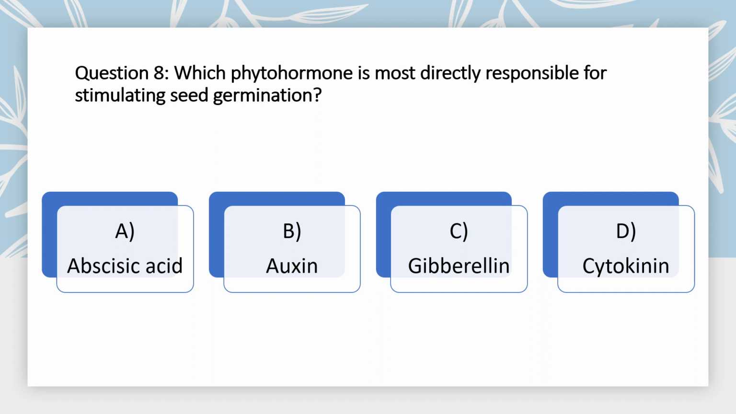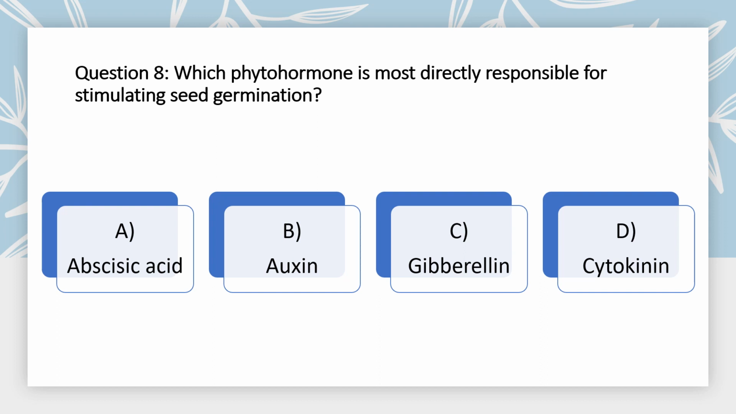Gibberellins are a large family of plant hormones that play a crucial role in promoting seed germination, stem elongation, flowering, and fruit development. It breaks the dormancy of seeds by promoting the digestion of stored food reserves in the endosperm through the synthesis of hydrolytic enzymes, thereby fueling the growth of the emerging seedling. So among all the options, gibberellin is the most direct hormone responsible for seed germination. All the other hormones given here play different roles in plant growth and development.